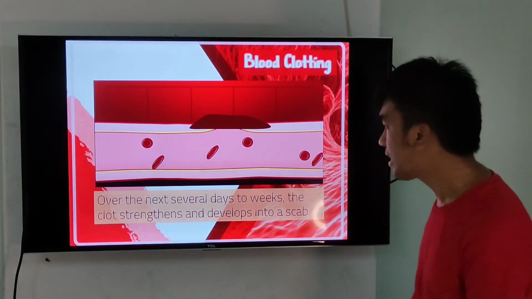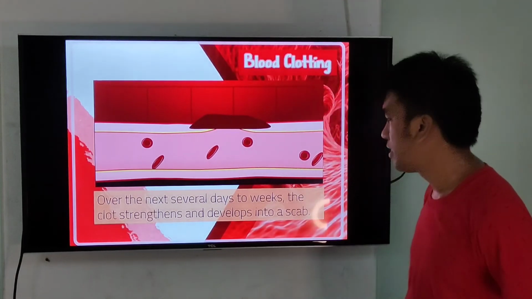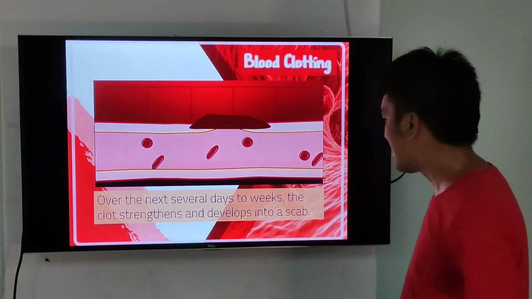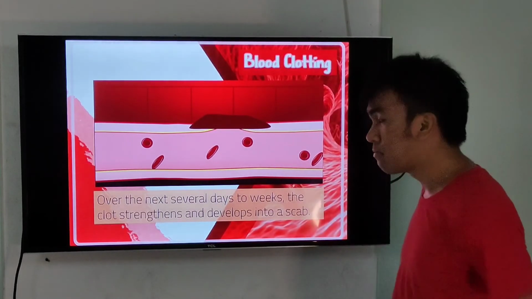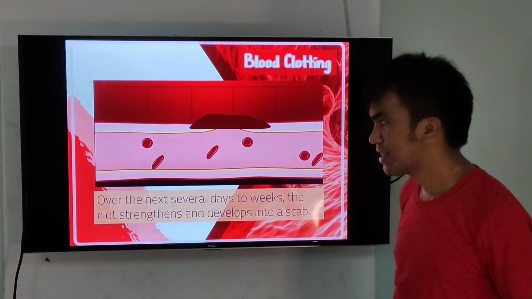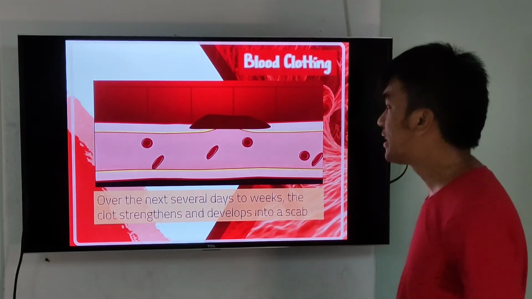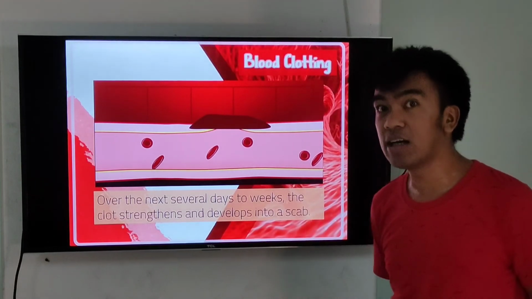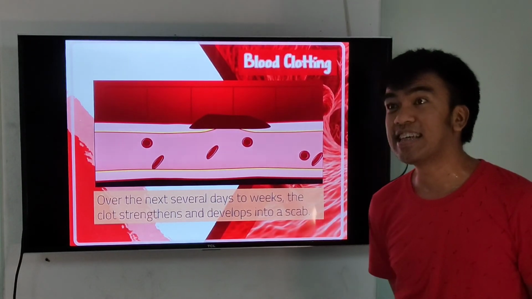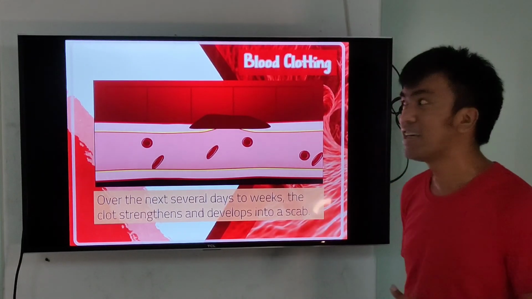Over the next several days to weeks, the clot strengthens and develops into a scab. So this scab protects the wound as it heals. It then dissolves when the walls of the damaged blood vessel heal. So I think that's it.